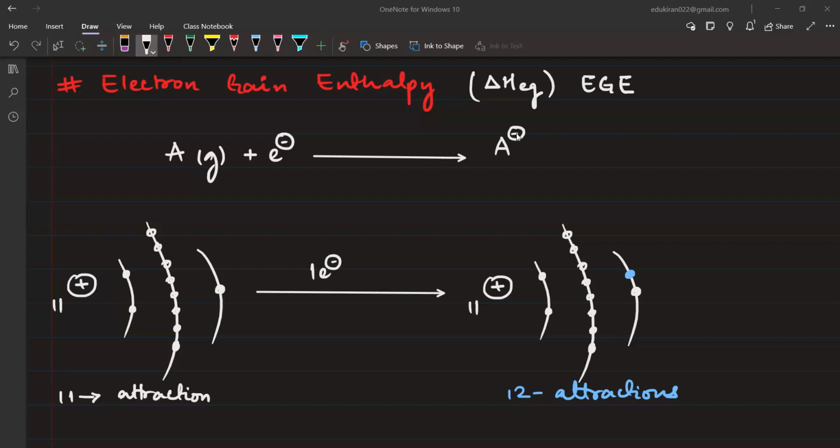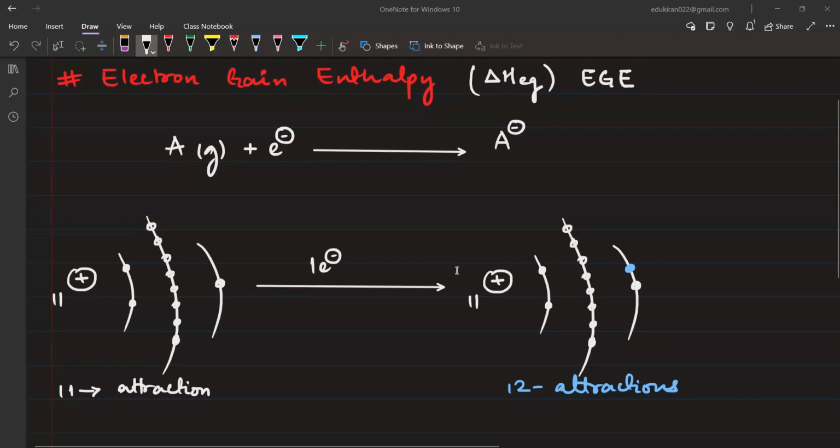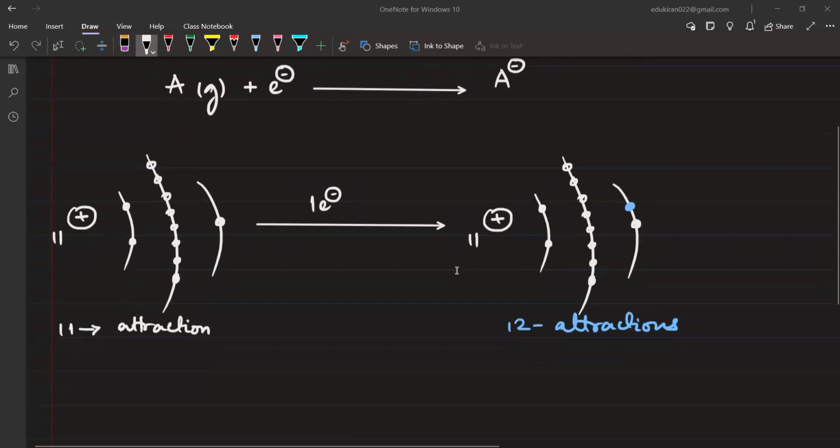All of you understood why that is? Because we are getting more attraction after we give an electron to an atom. Is this clear, guys? Yes or no?